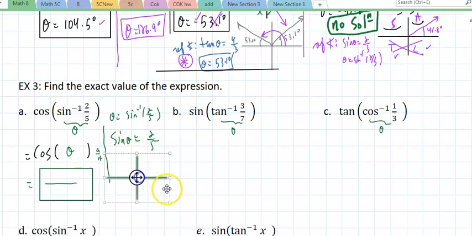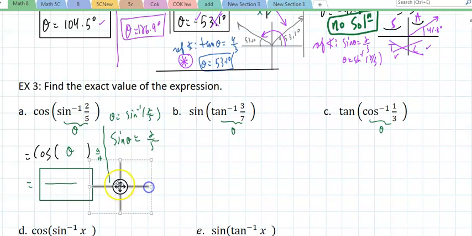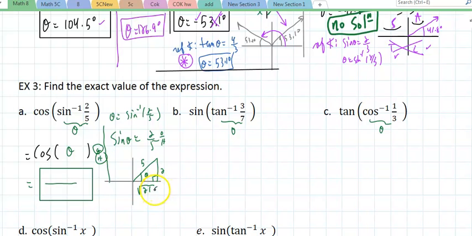And for all inverse trig functions, if they're positive, you're in quadrant 1, and that's the case for us. If I draw my triangle, sine is the opposite over the hypotenuse. If I use the Pythagorean Theorem, this will be the square root of 25 minus 4, which is 21. So I want the adjacent over the hypotenuse. The adjacent is square root of 21 over 5.